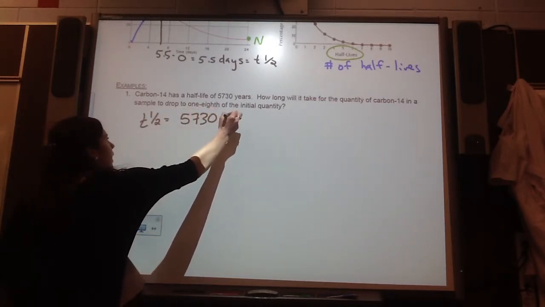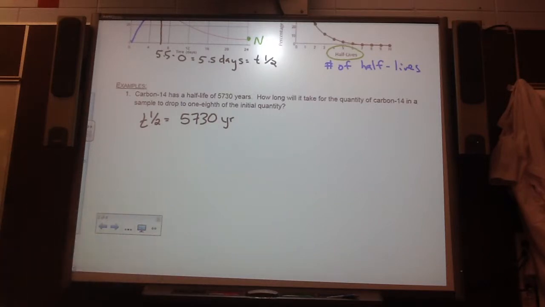Anyways, so we can first say, okay, T half is equal to 5730, and just put YR or just a Y to represent years. You can write out the whole word if you want to, but we can be efficient. So how long will it take for the quantity of carbon-14 in the sample to drop to 1/8 of the initial quantity? Okay, so what else can we know about this?